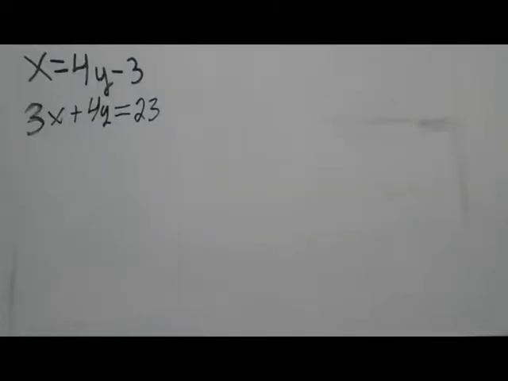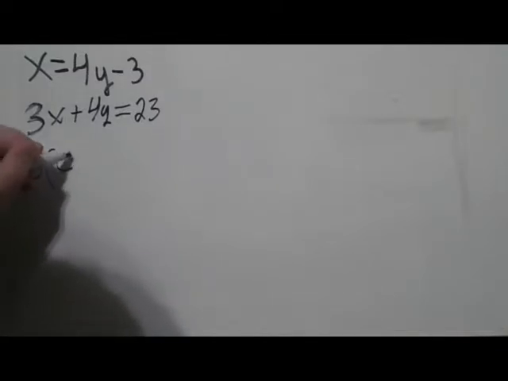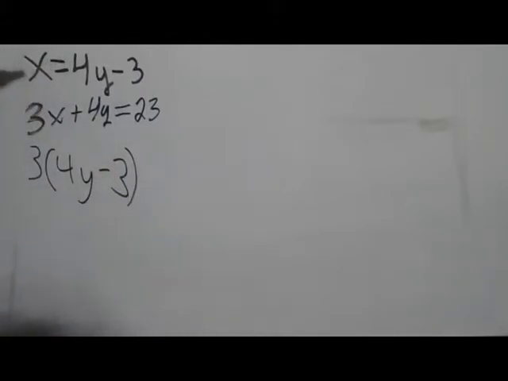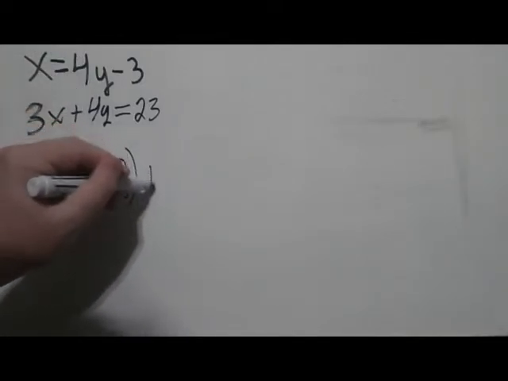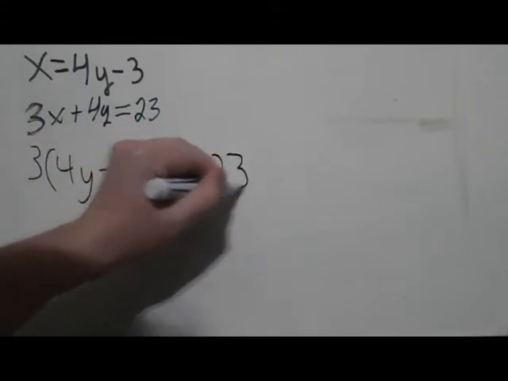So this is going to be our first method of systems of equations, and this one is called the substitution method. So what we're going to do is we're going to take the x here and we're going to plug it in to this equation. So it would be 3 times 4y minus 3, because it already tells us what x equals up here. So then we plug in the rest of this equation, plus 4y equals 23.